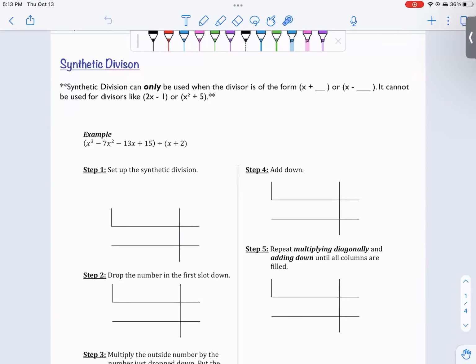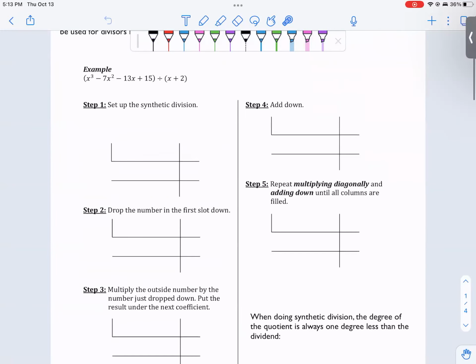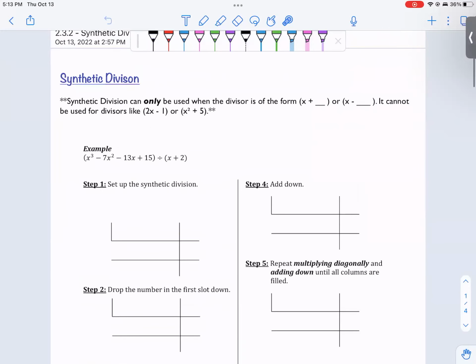Synthetic division is kind of spooky because it takes a really, really long process, like polynomial long division, and it turns it into almost a cakewalk. Now, you're going to see a lot of steps here, which makes it look like it's really difficult, but I promise once you see this process in action, you'll see how quick and amazing it is.